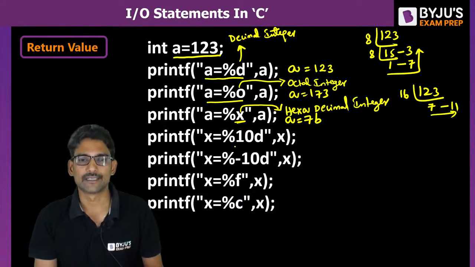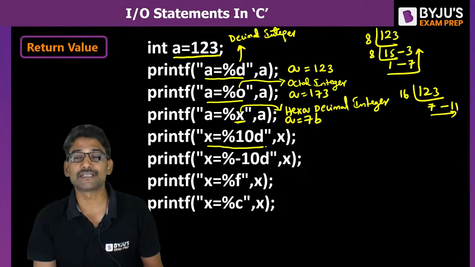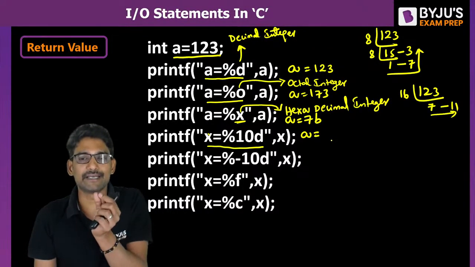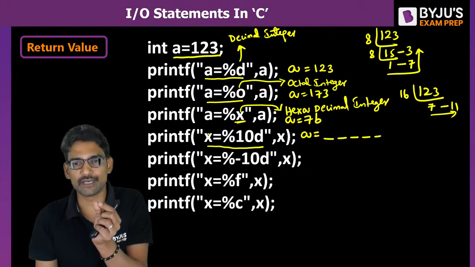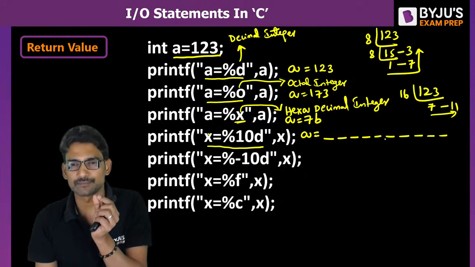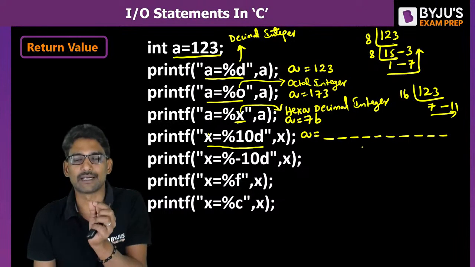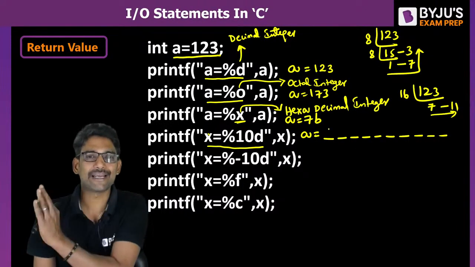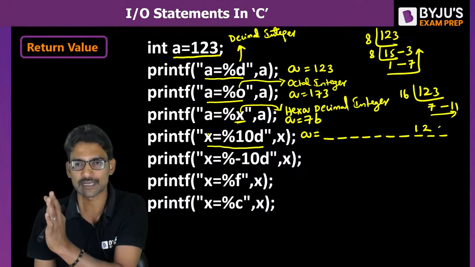A is equal to 7B. You will get, and x is equal to %10d. Then what will you get? That's what a is equal to. The 10 indicates the output should be displayed in 10 characters of space, and by default the value will be right justified. That means towards the right you will get the value.